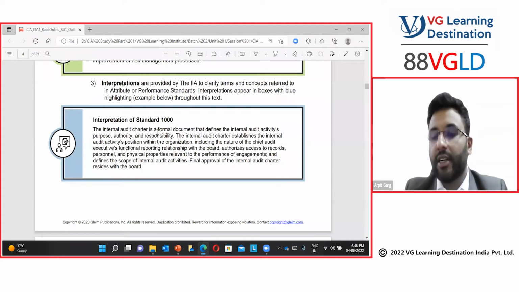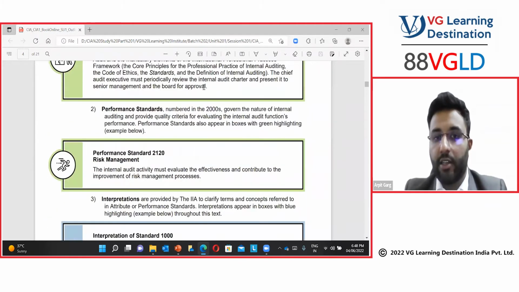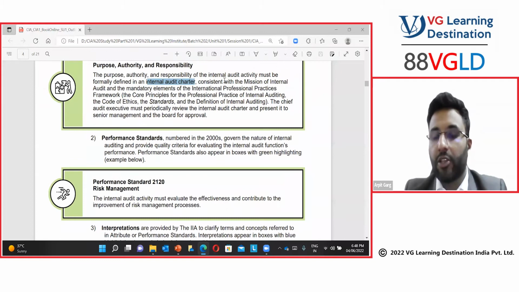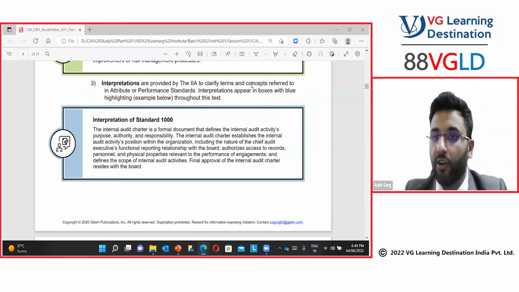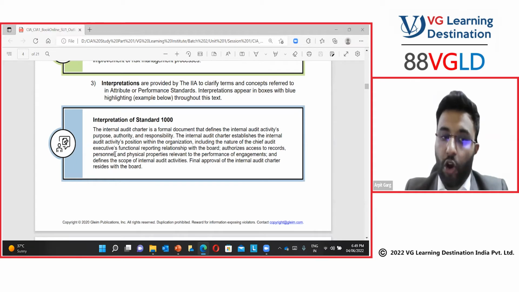It will say the internal audit charter is a formal document, because so far we don't know what an internal audit charter is. It just says that the purpose, authority, and responsibility should be there in it. So this is what is written in interpretation standards. It gives clarity on the terms and concepts mentioned in the attribute and performance standards. The internal audit charter is a formal document that defines the internal audit activity's purpose, authority, and responsibility. It establishes the internal audit activity's position within the organization, including the nature of the chief audit executive's functional reporting relationship with the board, authorized access to records, personnel, and physical properties, which is on the authority side, relevant to the performance of engagements, and defines the scope of the internal audit activities.